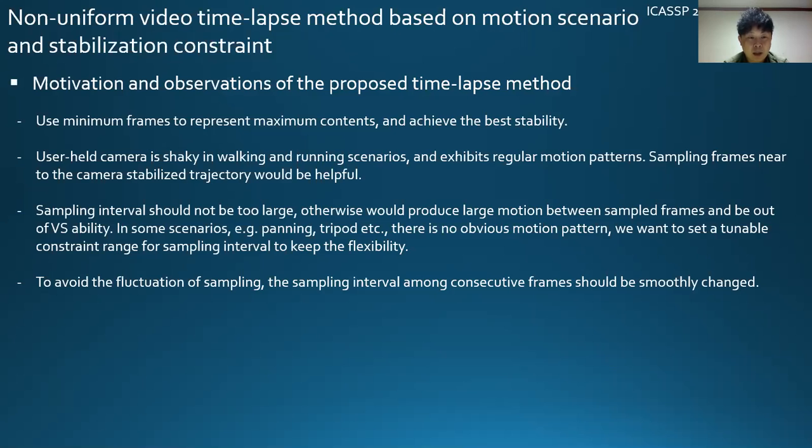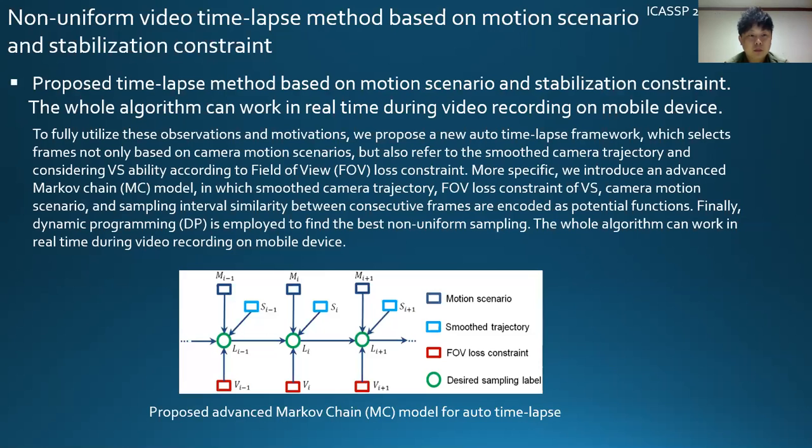of VS ability. In some scenarios, such as panning and tripod, there is no obvious motion pattern. We want to set a tunable constraint range for the sampling interval to keep flexibility. The last one: to avoid fluctuation of sampling, the sampling interval among consecutive frames should change smoothly.